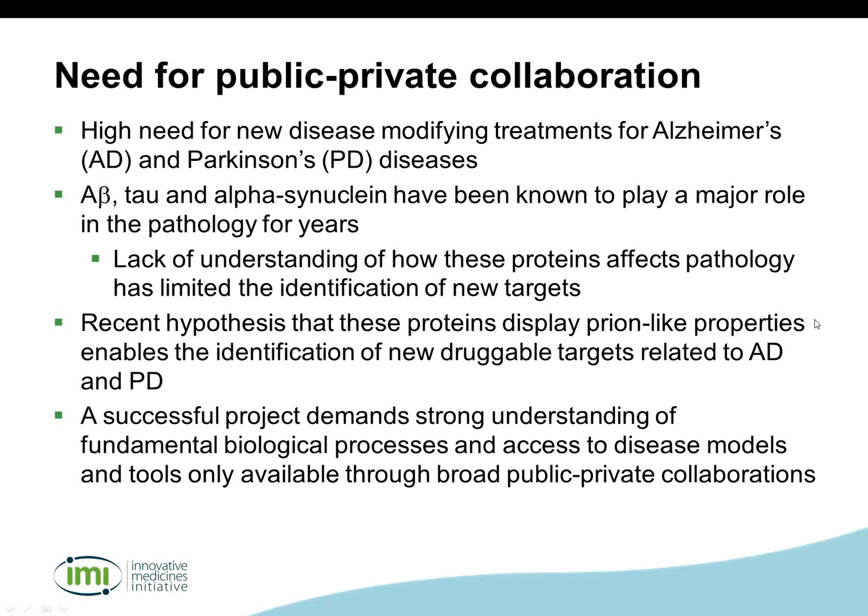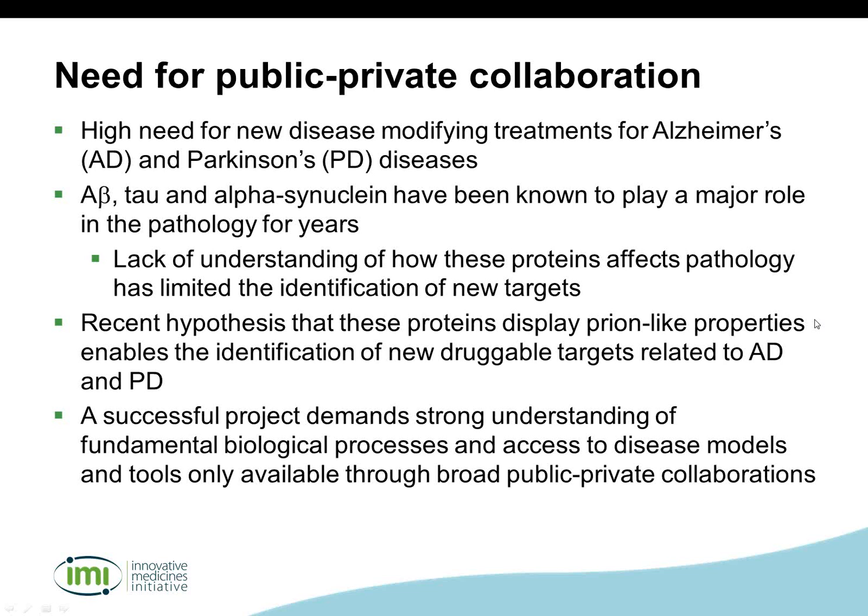So although Aβ, tau, and alpha-synuclein have been known to play a major role in the pathology for years, there is a lack of understanding of how these proteins affect pathology, and this has limited the identification of new targets. Many hypotheses have been brought forward based on more indirect biological links to pathology without a clear understanding of cause and effect. For example, the role of oxidative stress, mitochondrial dysfunction, or neuroinflammation are areas where there are and have been many efforts going on to show they are important for disease progression in AD and PD. But clinical testing of molecules targeting these biologies has not been successful so far.